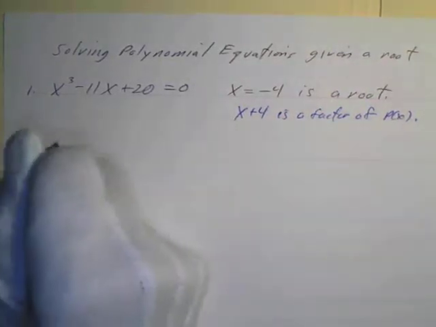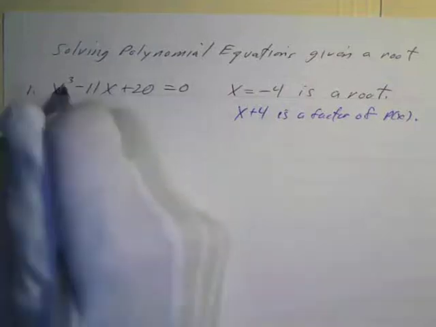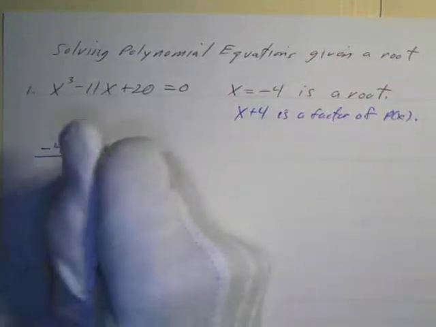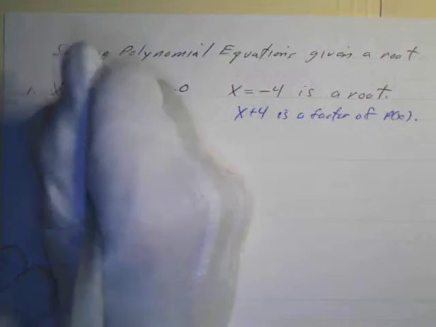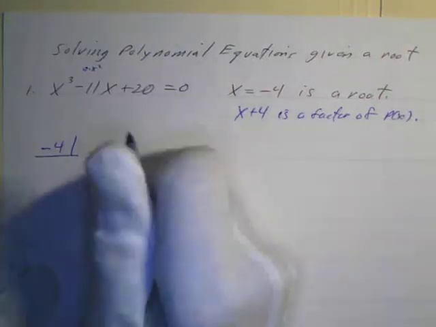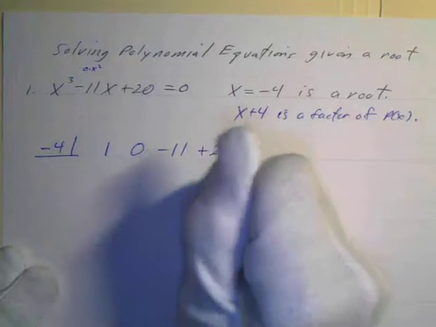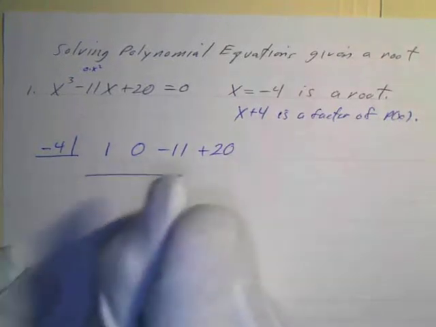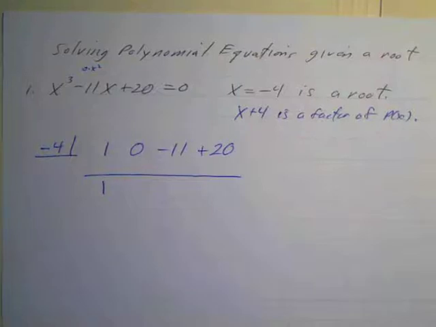So I'll say minus 4. Draw my corner. And divide by that. And then I'm going to use 1 for x cubed. And then I have a 0 times x squared. So I'm going to put a 0 here for the x squared as a placeholder. Minus 11 plus 20. And you draw your horizontal line and bring down your 1. And then you're all set up for your synthetic division.